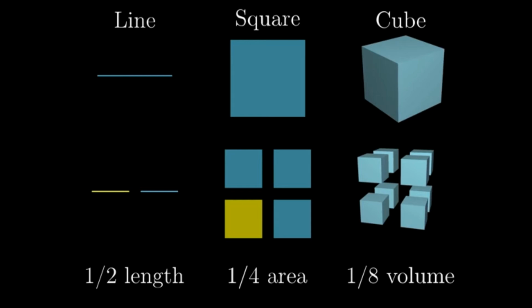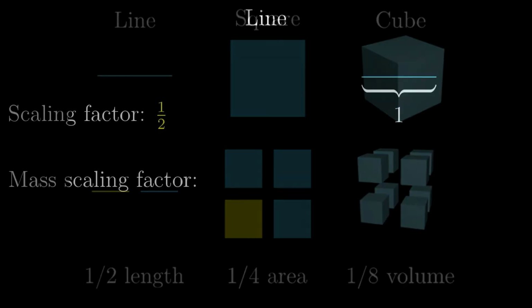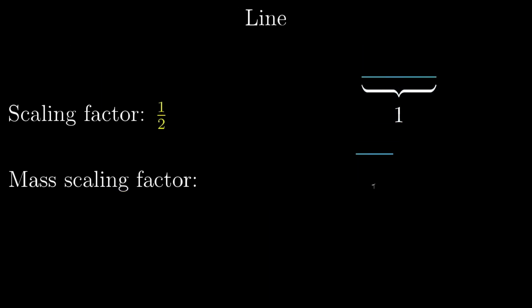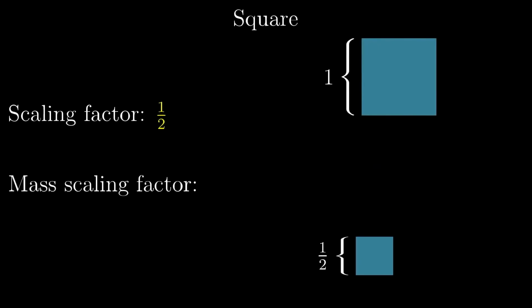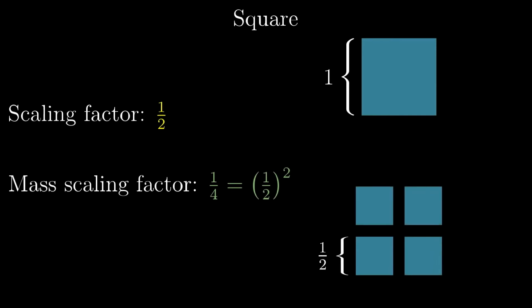So we can say that when we scale down the length of the line by 1/2, the mass of the line is in turn scaled by 1/2, or 1/2 to the power of 1, as in one-dimensional is equal to 1/2. Conversely, when we scale down the length of a square, the mass of the square is scaled by 1/4, or 1/2 to the power of 2, as in two-dimensional is equal to 1/4.